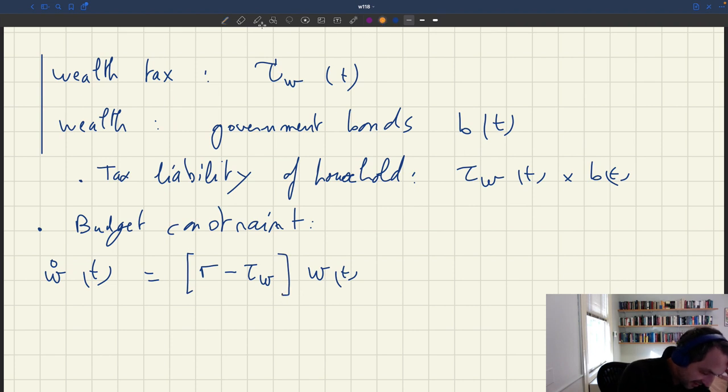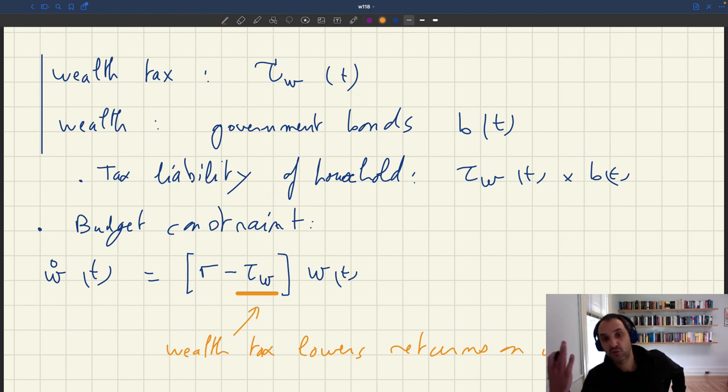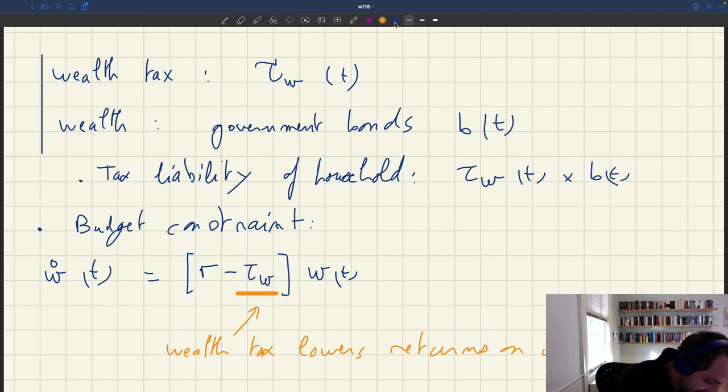And so that's how the real wealth is going to operate. It's going to enter the budget constraint, and in particular, the wealth tax lowers returns on wealth. So you can see that reducing the interest rate lowers returns on wealth and pushes people toward consumption. Here, it's exactly the same. You raise the wealth tax, you're going to reduce the return on wealth, and you're going to stimulate consumption.